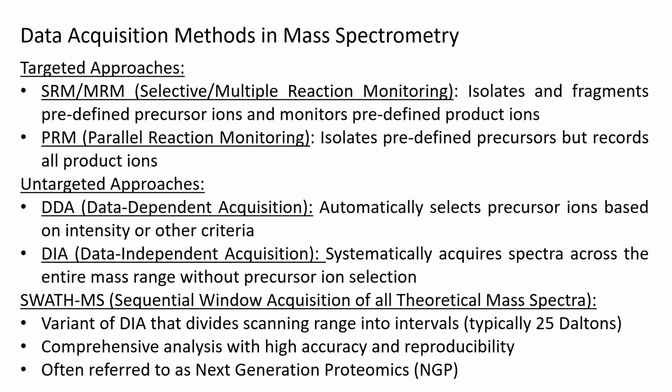Then you have SWATH-MS, which is sequential window acquisition of all theoretical mass spectra. It's a variant of data independent acquisition that divides the scanning range into intervals, typically 25 Daltons. It's a comprehensive analysis with high accuracy and reproducibility. This is often referred to as next generation proteomics. In last week's videos, or maybe the week before, we learned about next generation sequencing. Similar to this is next generation proteomics.